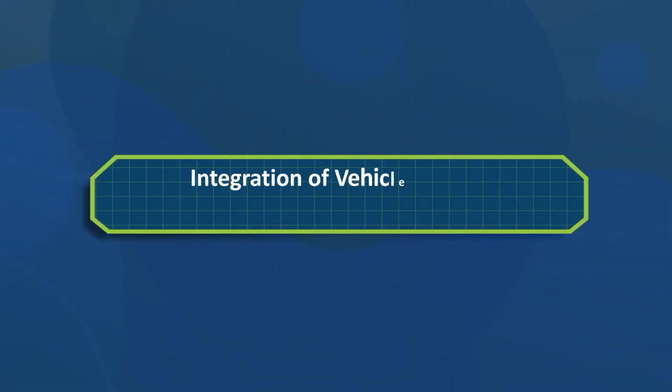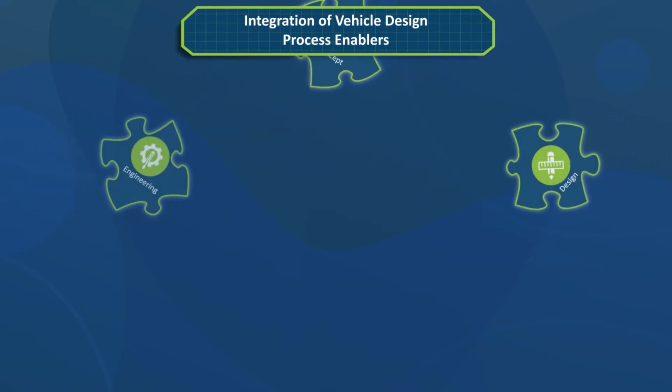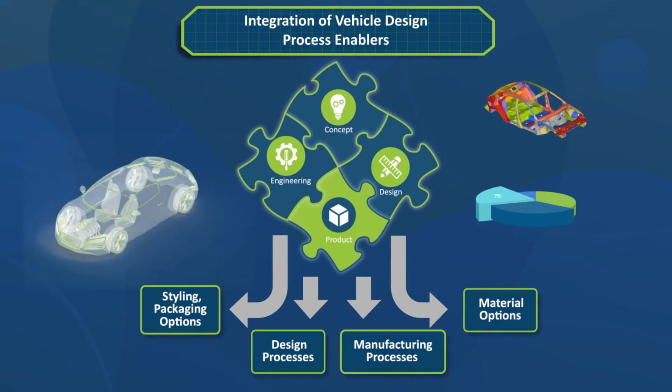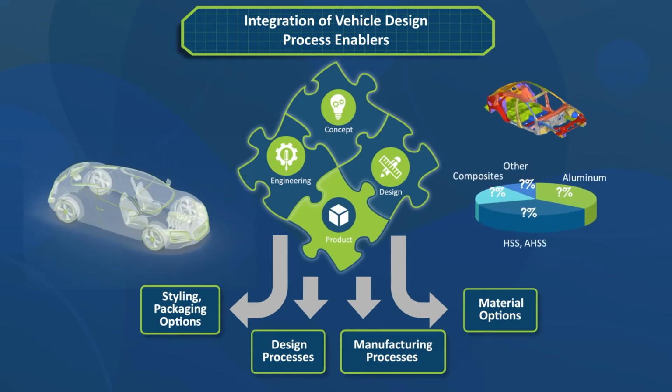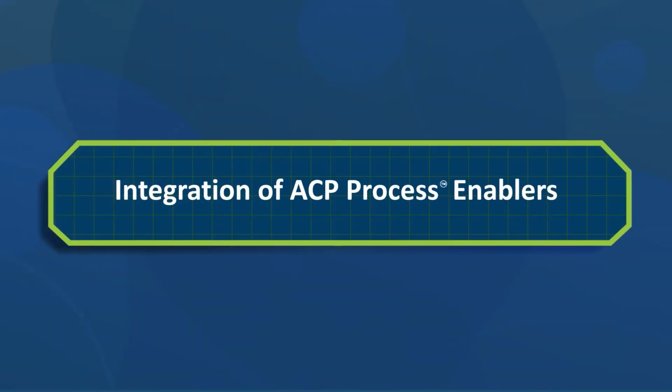Integration of vehicle design process enablers. The ACP process integrates styling, design, and manufacturing processes with material choices as a gateway to vehicle lightweighting and performance improvements. Integration of ACP process enablers.